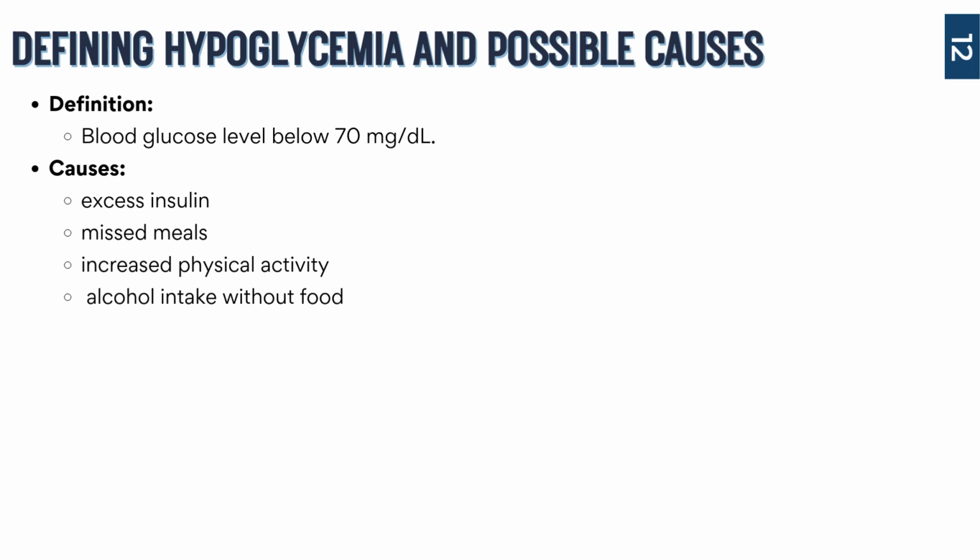So increased physical activity can also lead to hypoglycemia, especially if the patient hasn't adjusted their insulin dose or consumed extra carbohydrates before they exercise. Lastly, alcohol intake can also lead to hypoglycemia, particularly if you consume the alcohol without food, because alcohol affects the liver's ability to release glucose. So understanding this can help in preventing hypoglycemia.